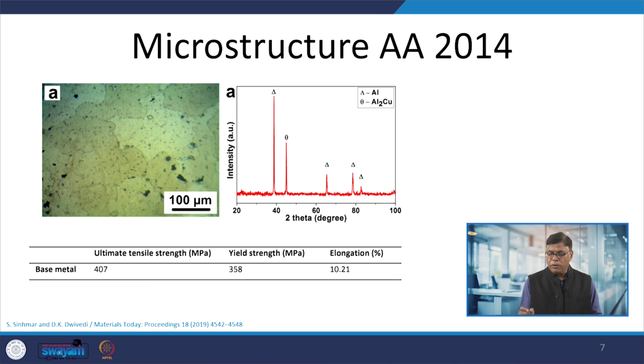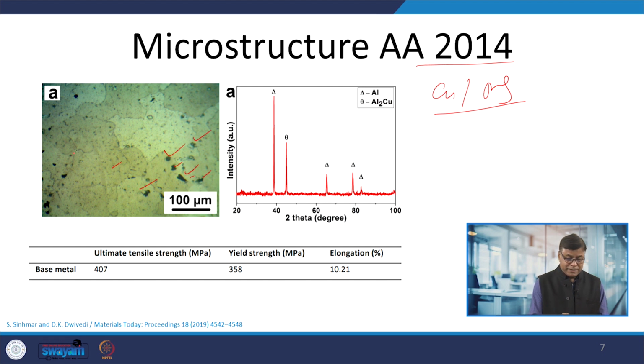So, 2014 is one of the typical aluminum copper alloys, having a higher concentration of copper and a lesser concentration of magnesium. It shows fine precipitates in the matrix of the aluminum, and it shows the different aluminum grains. So, we can see that aluminum grains are there, with fine precipitates of aluminum and copper.